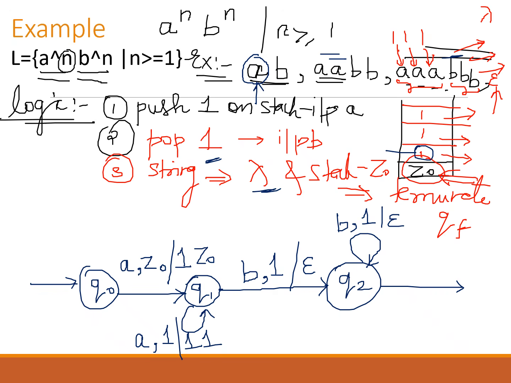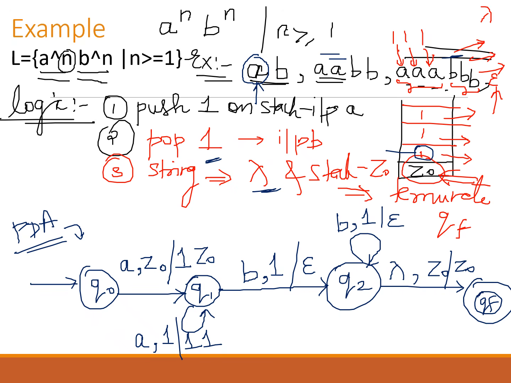Finally, if in the input I am receiving lambda or epsilon, and on the stack I have Z0, I let it be Z0 because I am in any way reaching the final state. So since we are reaching the final state, it will accept the string. So this is the design of the PDA corresponding to the given language.